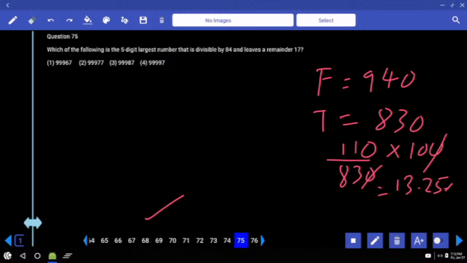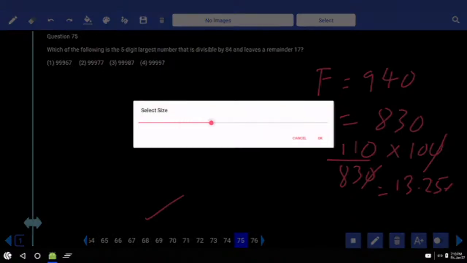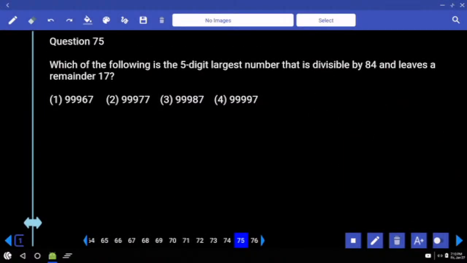Right, let's come to the last question. Right, an easier one again. Which of the following is the 5-digit largest number that is divisible by 84 and leaves a remainder 17?